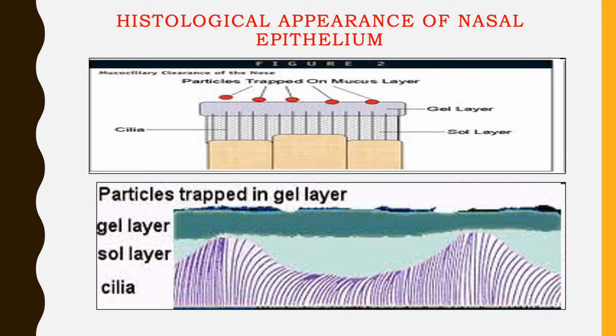Now, histological appearance of nasal epithelium. Students, you can see in this slide the histological appearance of nasal epithelium and how particles are trapped in the gel layer in the cilia of nasal mucosa.